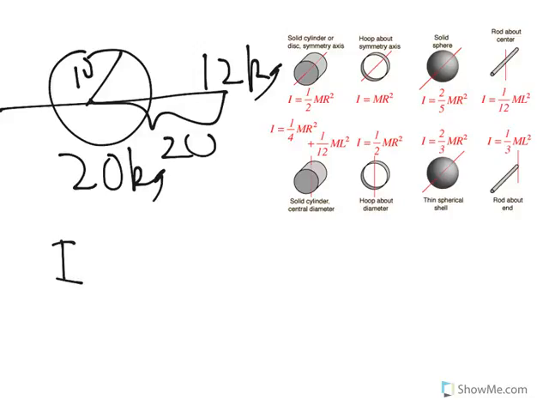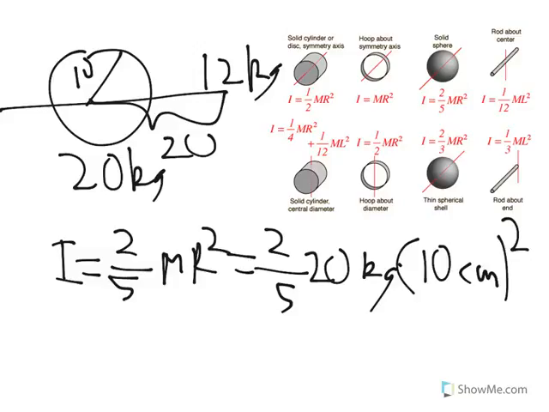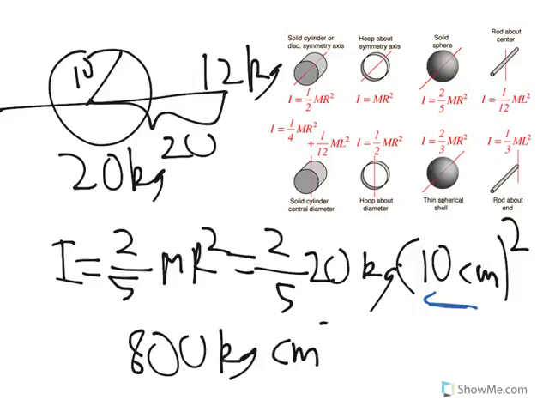Solid sphere, I equals 2/5 mr squared. 2/5, mass of 20 kilograms, radius of 10 centimeters squared. So we do the math. 2 times 20 is 40, divided by 5 is 8. So that's 8 times 100, because that's 10 squared. So as a result, we're left with 800 kilogram centimeters squared. And that's significantly bigger than our previous answer.